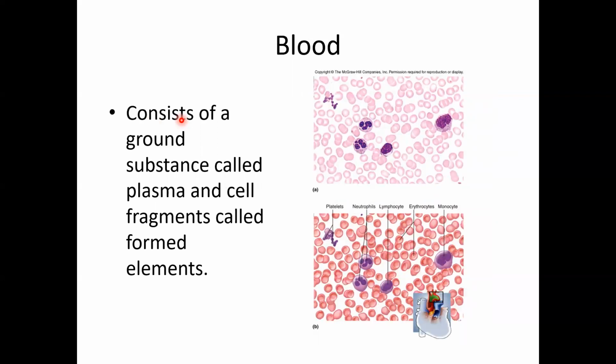Our definition here for connective tissue is cells with a lot of extracellular material, ground substance or fibers around it. So here we have blood. Our cells are called formed elements, and the ground substance is a liquid called plasma.